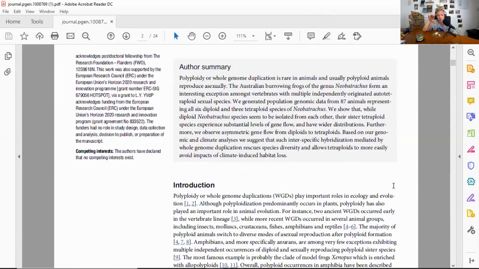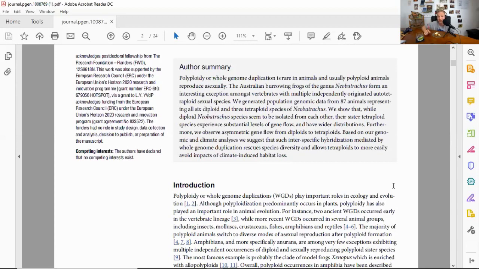So polyploidy, or whole genome duplication, is rare in animals, and usually the animals reproduce asexually. The Australian burrowing frogs of the genus Neobatrachus form an interesting exception amongst vertebrates with multiple independently originated autotetraploid sexual species. We generated population genomic data for 87 animals representing all 6 diploid and 3 tetraploid species of Neobatrachus. We show that while diploid Neobatrachus species seem to be isolated from each other, their sister tetraploid species experience substantial levels of gene flow and have wider distributions.